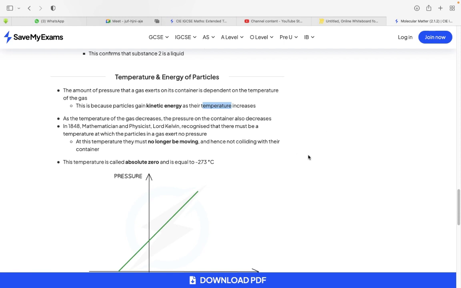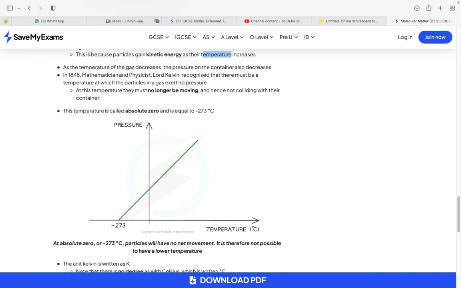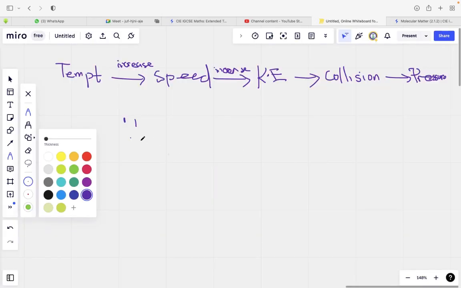Okay, now let's see some of the work that was done by the mathematician and physicist Lord Kelvin, who designed one of the units of temperature. He came up with what we call the Kelvin scale. And he said this absolute zero temperature is equivalent to negative 273 degrees Celsius, the absolute zero.